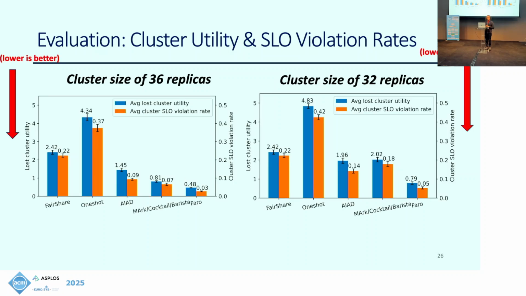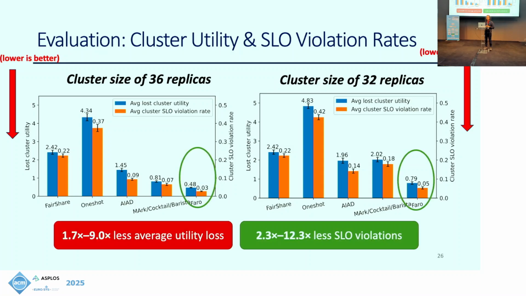Lower is better. We calculate 2 metrics. On the left side of each plot is the lost cluster utility. Lower is better. This is the amount of utility lost across all the jobs in the cluster. On the right side of each plot is the cluster SLO violation rate. Lower is again better. In both of these cases, the oversubscribed and the regular cluster, Faro gives 1.7x to 9x less average utility loss and lowers SLO violations by 2.3x to 12.3x.